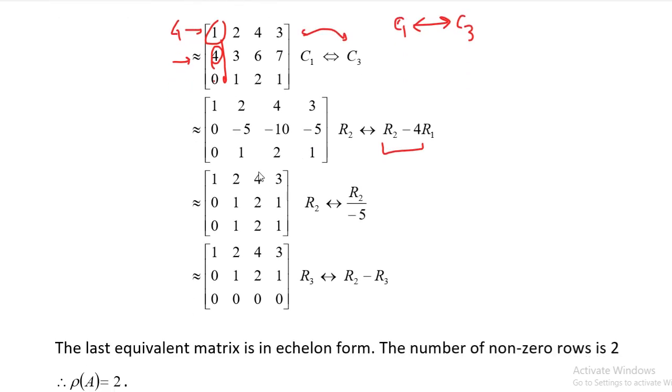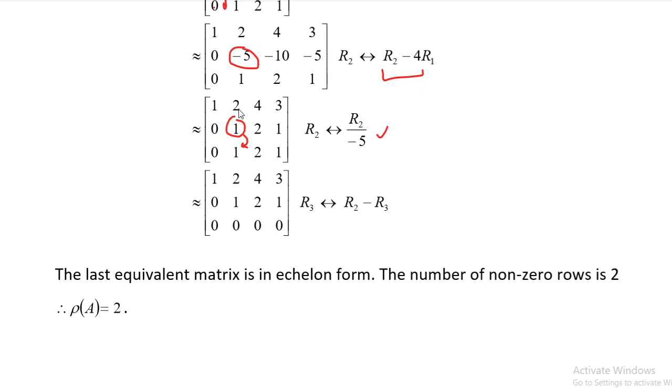Now I want 1 here, and because all are multiples of 5, it's better to get 1 here by dividing by 5. If I divide by 5, I will get 0 1 2 1. Now I got 1 here, so I have to make the entry below it 0, not the one above, because we are not finding the identity matrix, we are finding the echelon form. Echelon form only needs the elements below to be 0. Above may not be 0, so I will not disturb this 2. I will only make this 1 equal to 0.